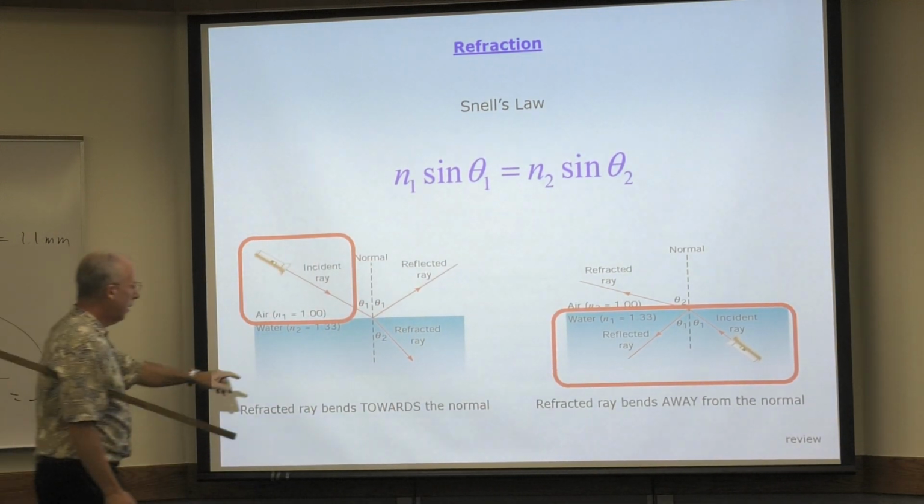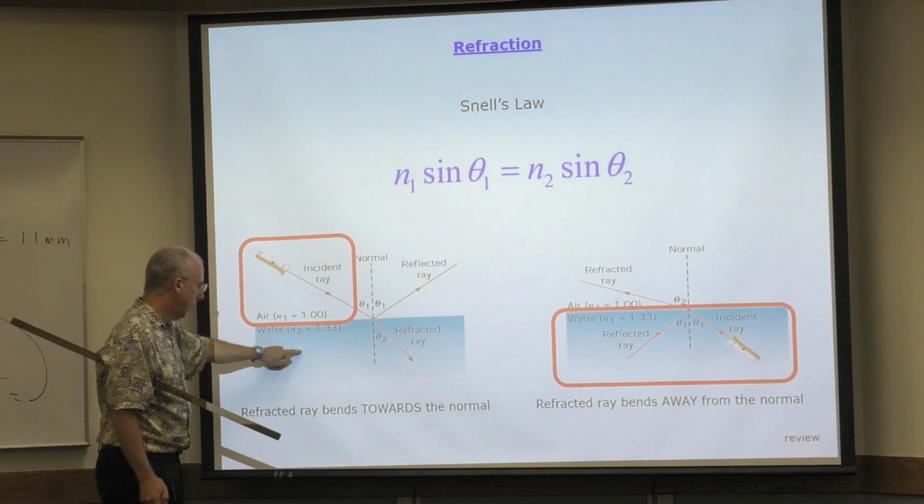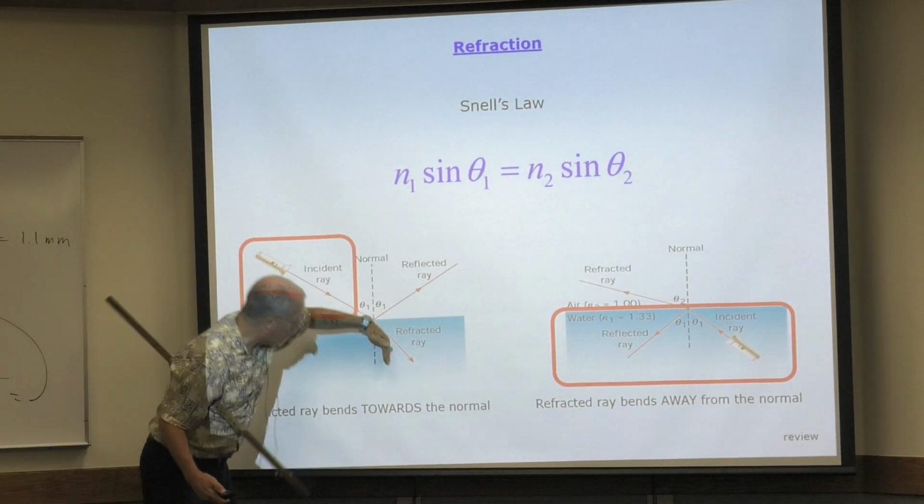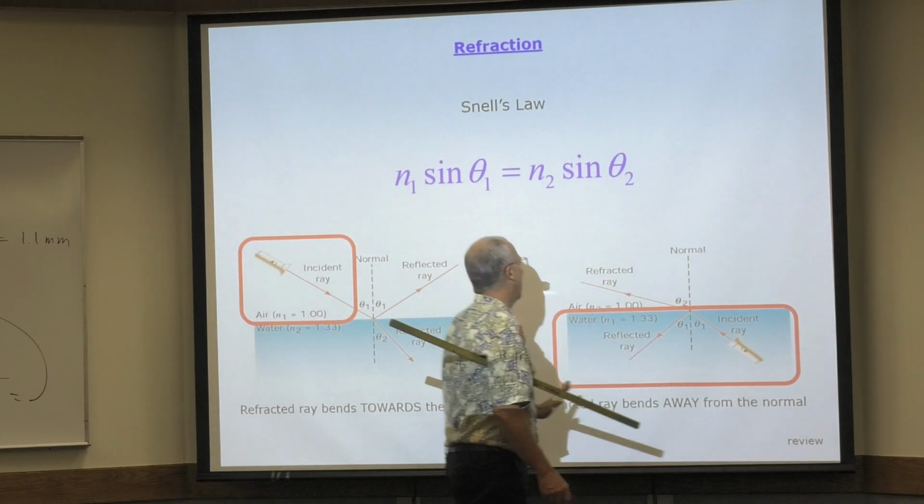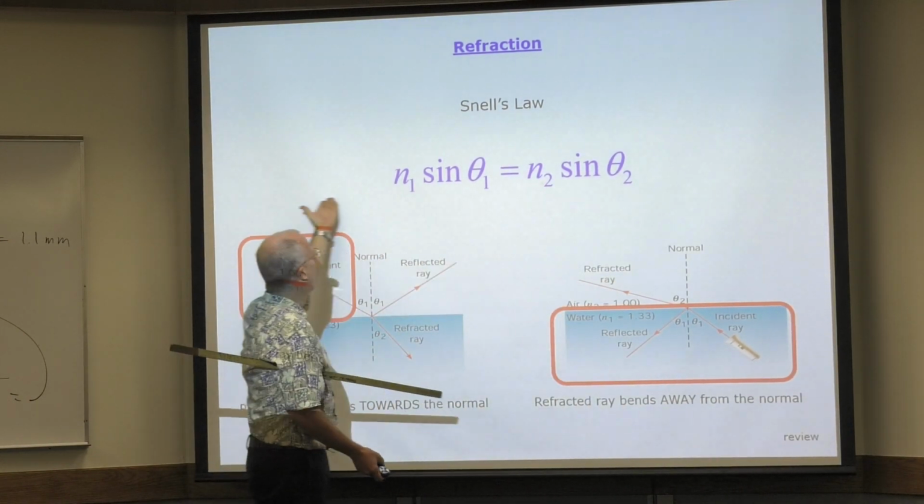And here, if we're going from small n to large n, we bend toward the normal. Here, if we go from large to small, we bend away from the normal. And again, you don't have to memorize that. It's all in the equation.